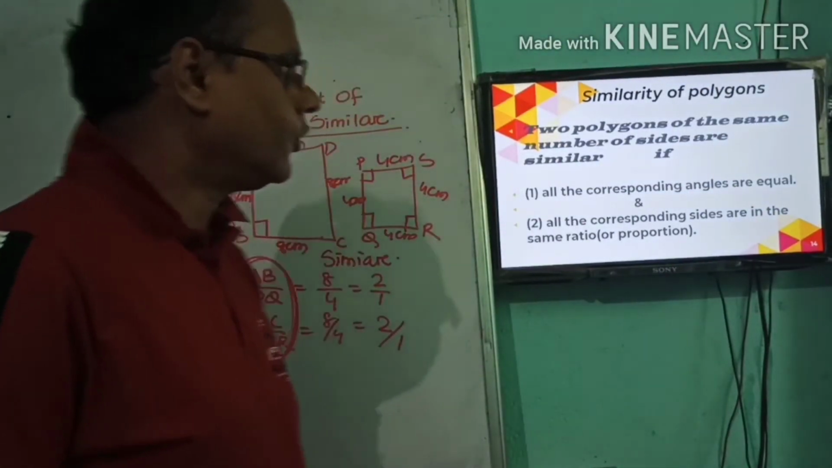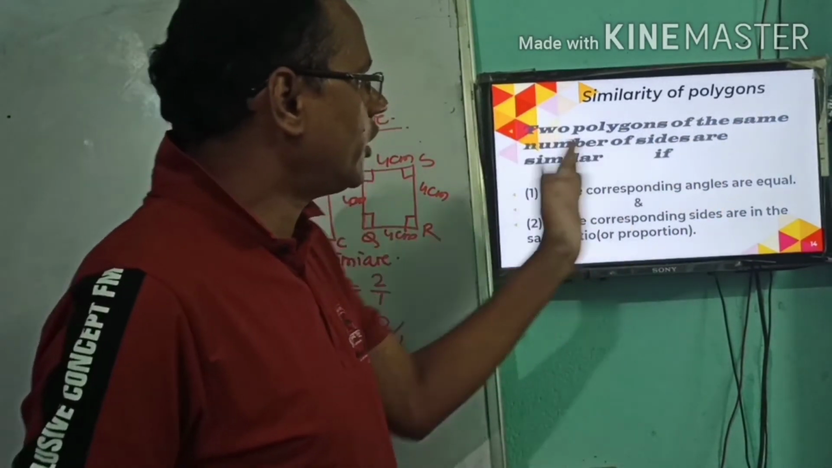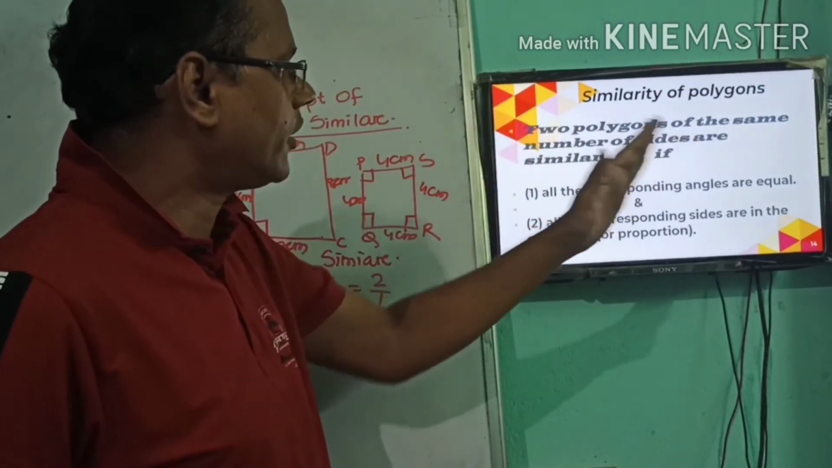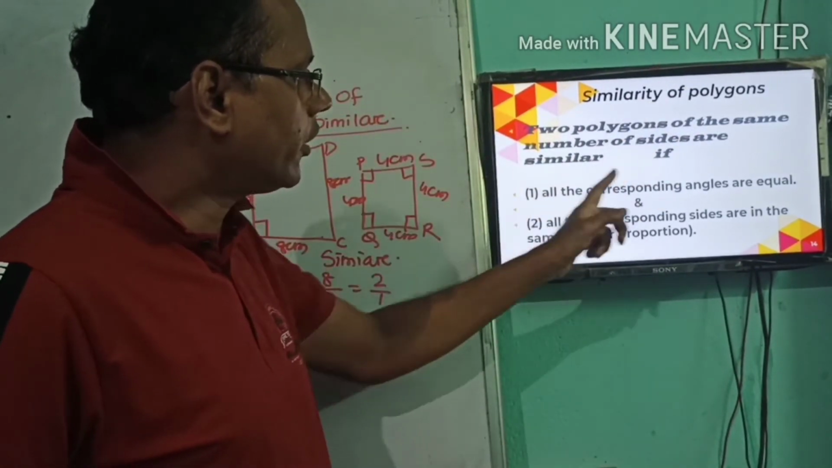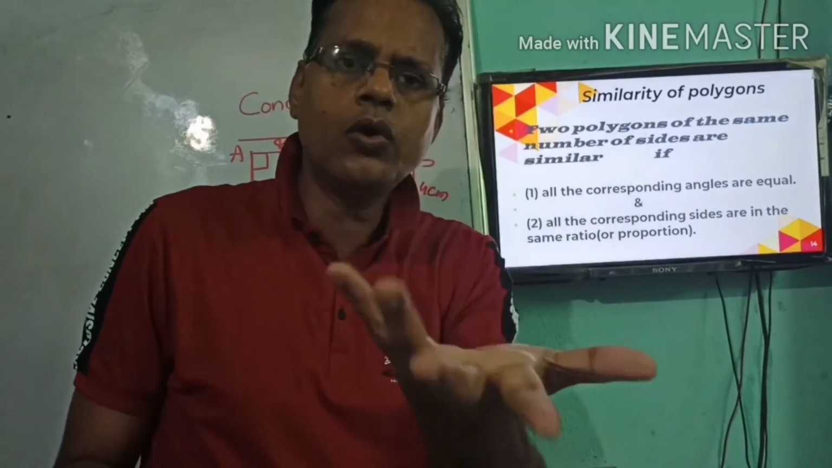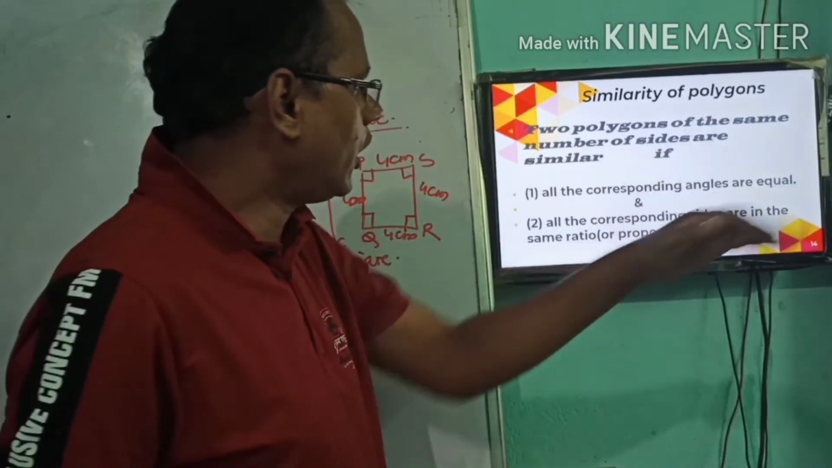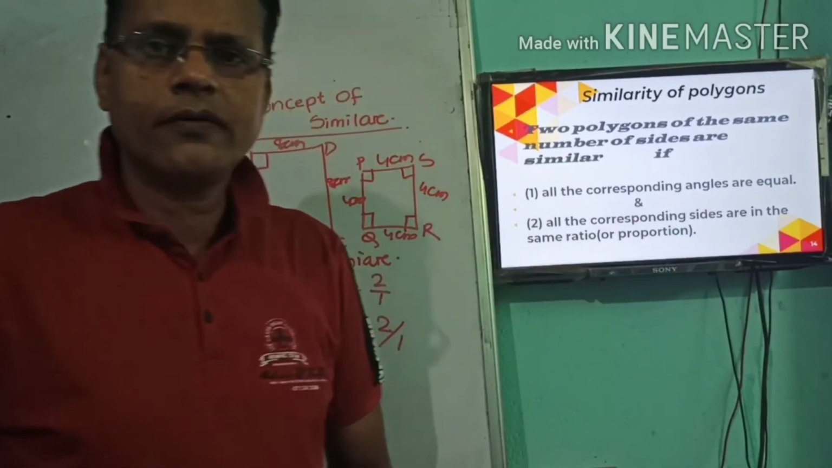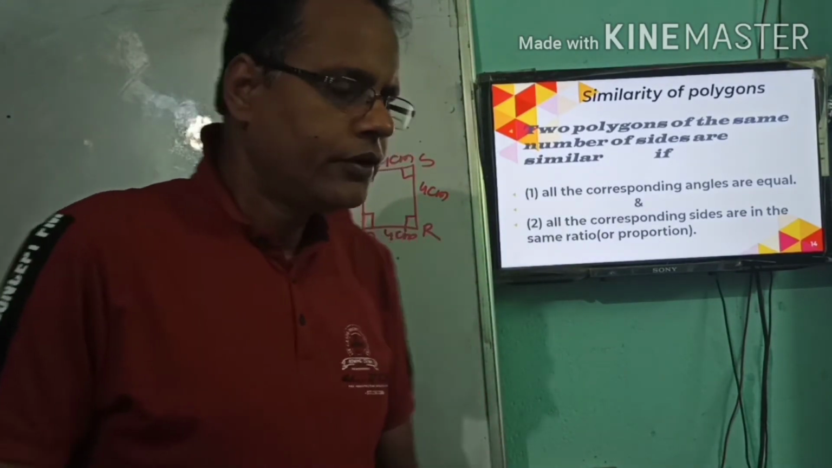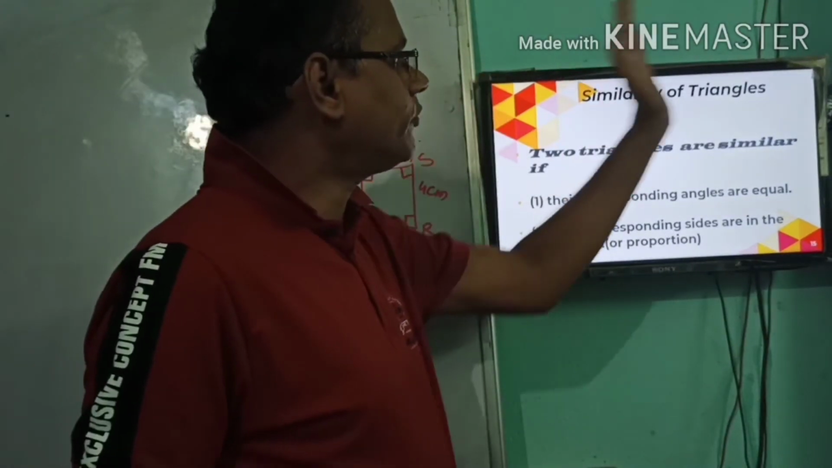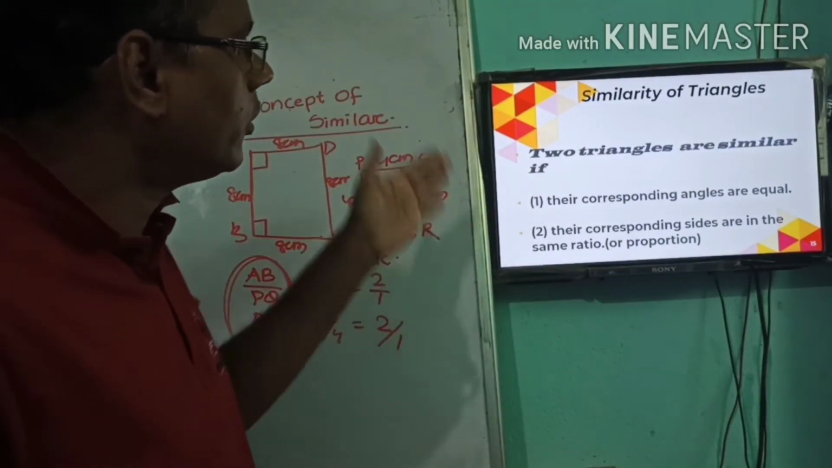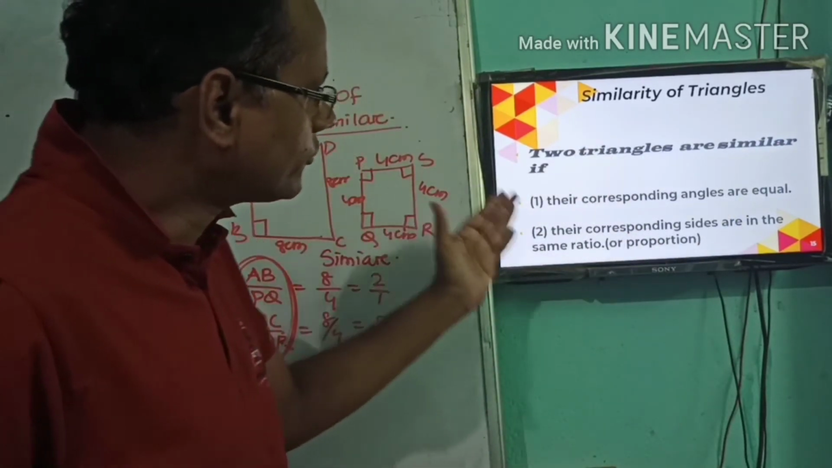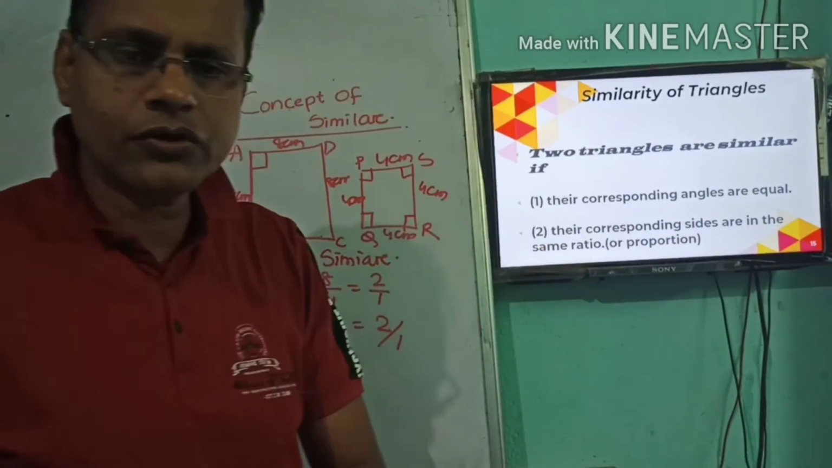Similarity of polygons. Okay, what do you discuss? Two polygons of the same number of sides are similar if all the corresponding angles are equal. What I have already told you, all the corresponding angles are equal and all the corresponding sides are in the same ratio or proportion. Is that clear? Same also for triangles, similarity of triangles, that is also called a polygon. Two triangles are similar if their corresponding angles are equal and their corresponding sides are in the same ratio. Okay?